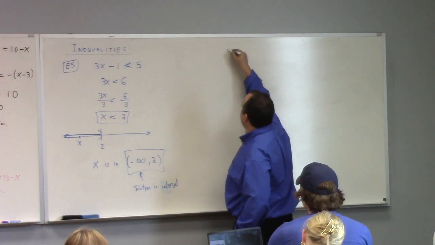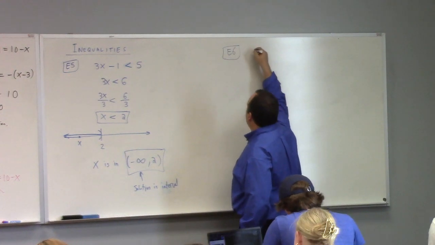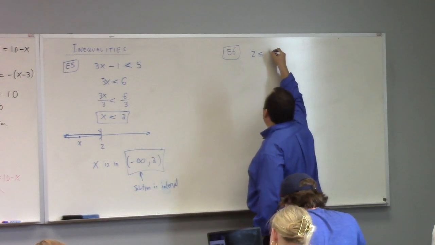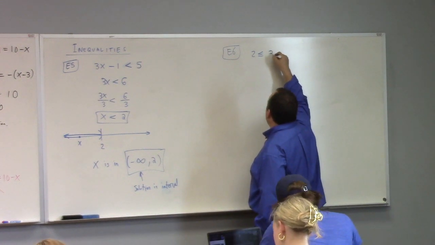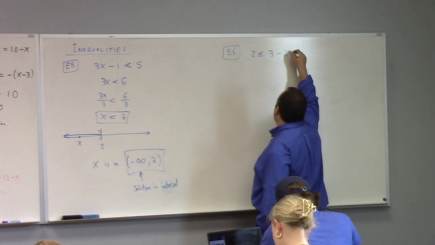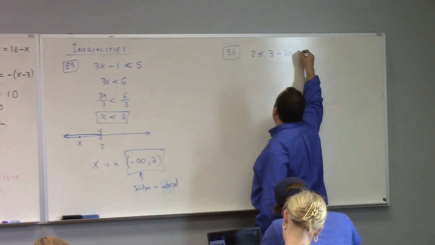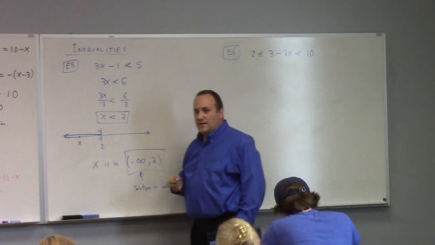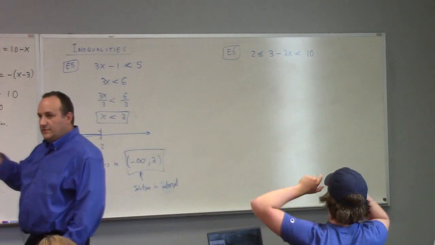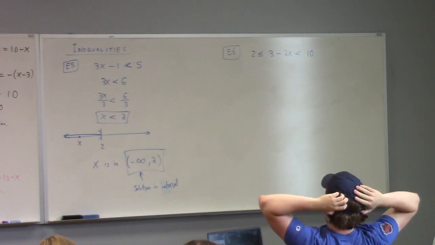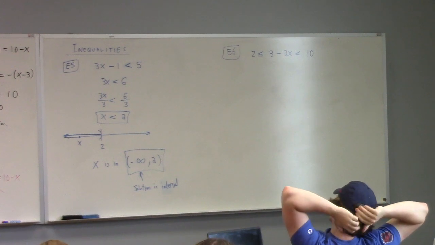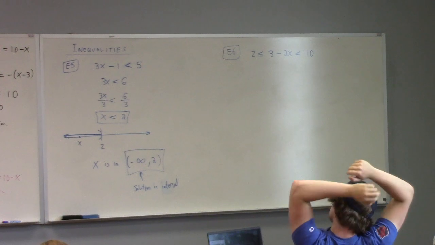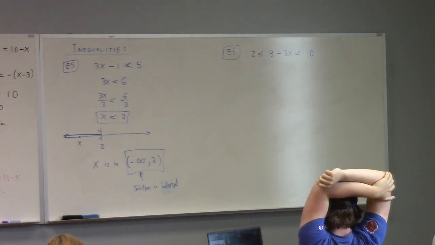Example 6. I might have something like, I don't know, 2 less than or equal to, let's say, 3 minus 2x less than, I don't know, 10. This is a compound inequality. It's 2 inequalities at once. Am I right? And we can solve compound inequalities by the same general set of tricks that we can solve just single inequalities. So what do you want to do?